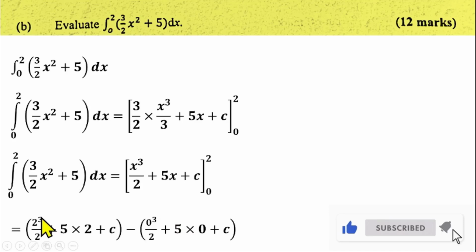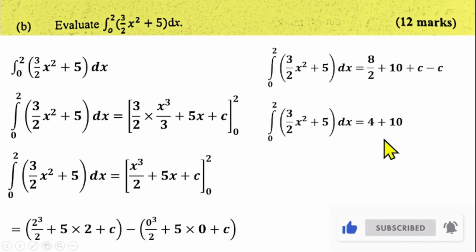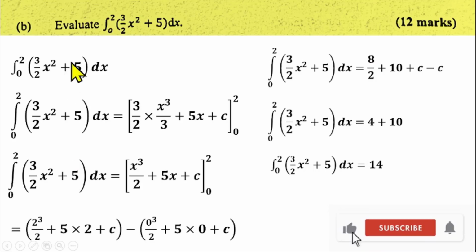2 raised to power 3 is 8 over 2, that gives us 4. Then 5 times 2 is 10. So we have 8 over 2 plus 10 plus c, which is for this. Then minus, this is 0, this is 0, then plus c. So minus times plus c will give us a minus c as well. So minus c will take care of c here. So we have 8 over 2, that gives us 4. So we have 4 plus 10, and that should give us 14 as the answer for this question.